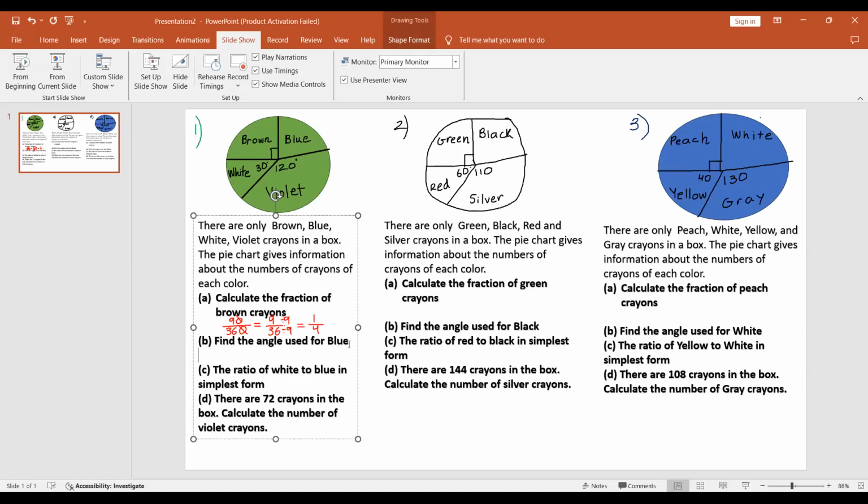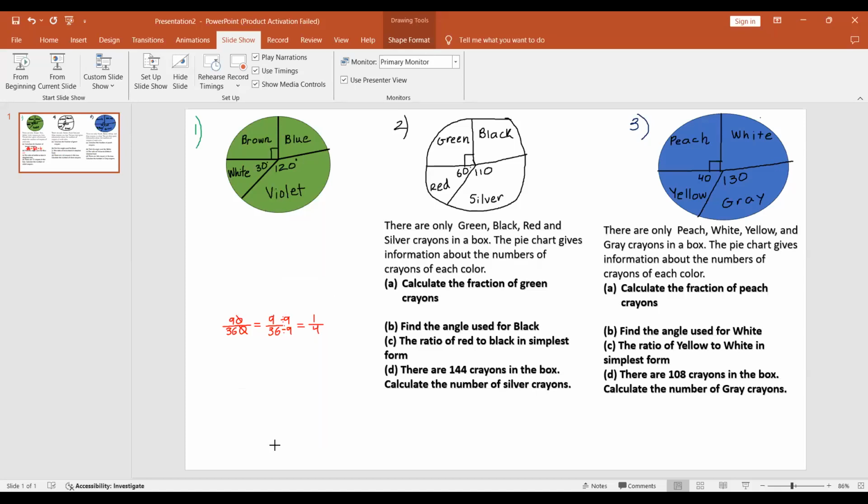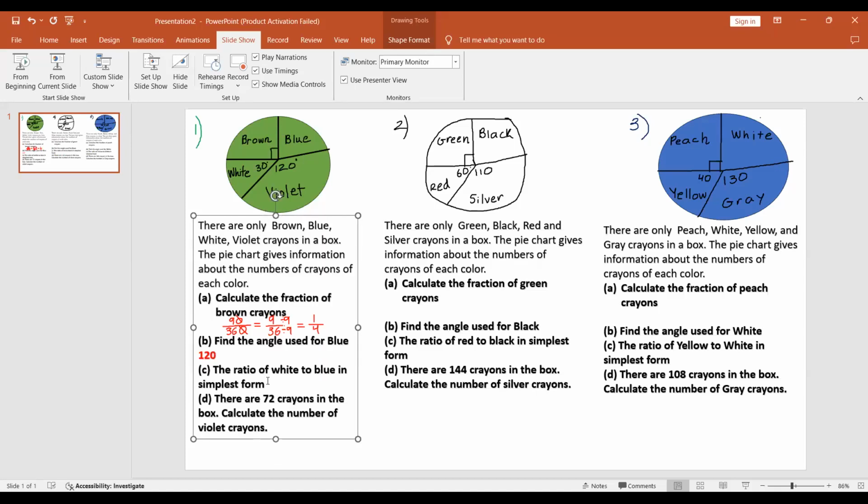You add all the colors: 90 plus 30 plus 120, and that equals 240. Then you subtract 240 from 360, and it gives you 120. 120. Very good. Anyone else got 120 for that? Very good.